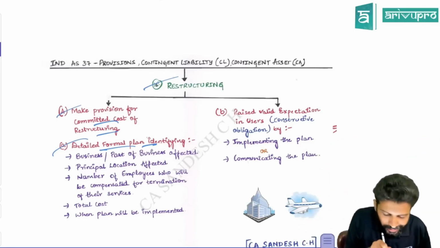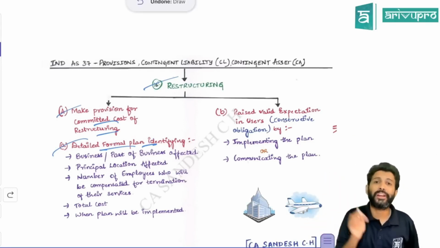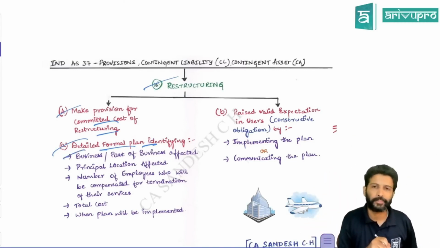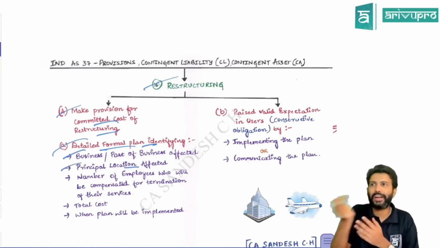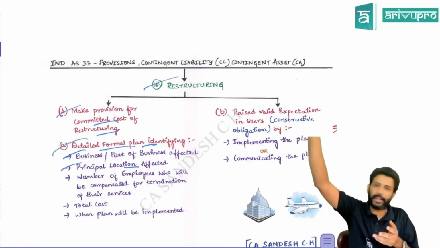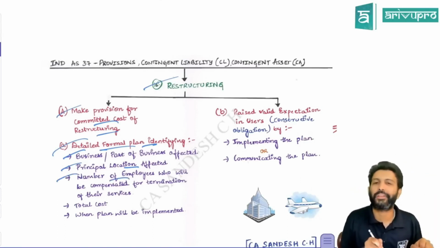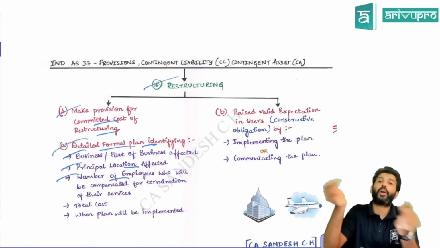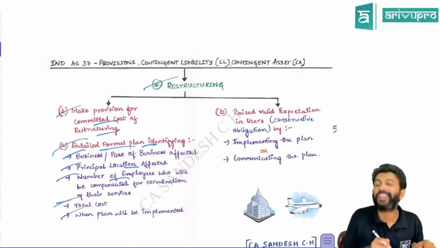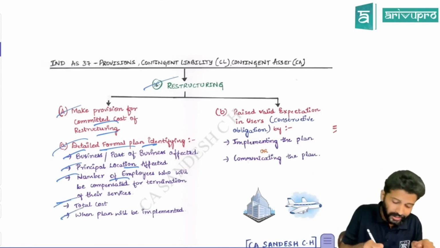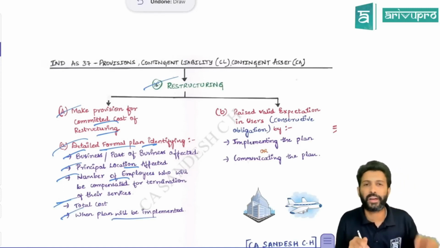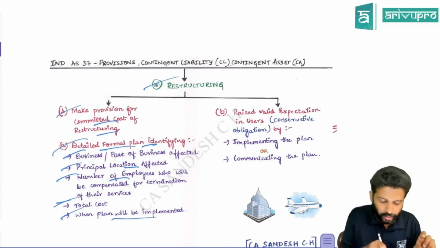So you should make a detailed formal plan, and that plan should identify which business is getting affected. Which business are you planning to discontinue? Which location is getting affected? If you have multiple locations, let's say Bengaluru, Chennai, Hyderabad, Delhi, restructuring is affecting which location? Which employees are getting affected, or which employees will get compensated? What is the total restructuring cost that you will incur, and what is the tentative date? When will the plan be implemented? All this should be called out in your detailed formal plan.